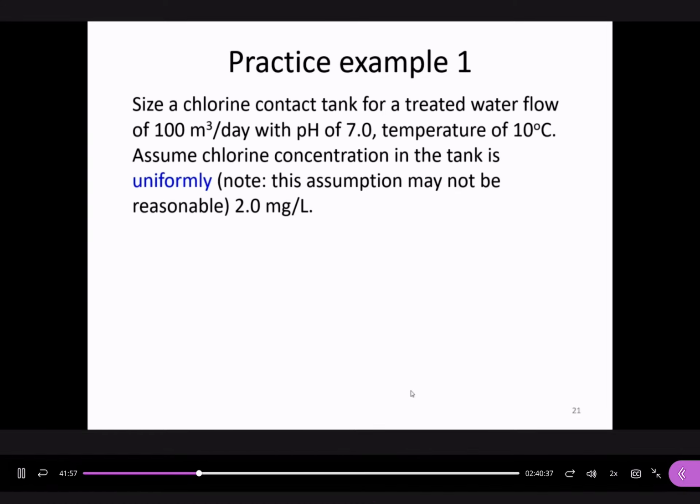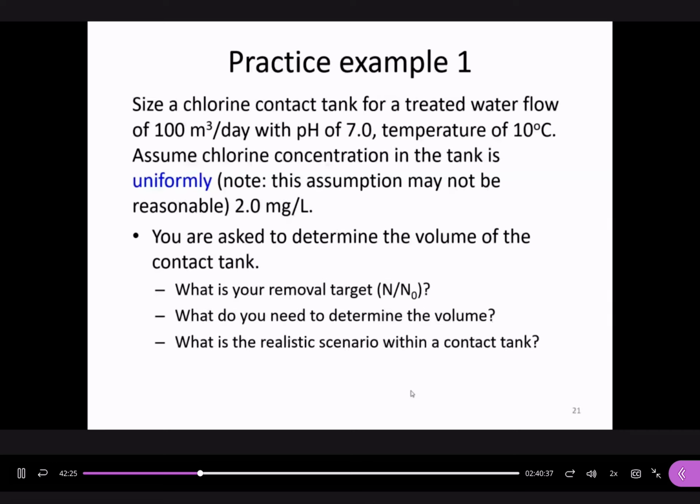Right, so let's do one example before we take a break. Size a chlorine contact tank for treated water flow of 100 cubic meters per day. What is this? Flow rate Q. pH 7, temperature 10 degrees Celsius. Assume chlorine concentration in the tank is uniformly 2 milligram per liter. You're asked to determine the volume of the contact tank. And what is your removal target? What do you need to determine the volume? And what is the realistic scenario within your tank? So take a pen. We know Q. We know the concentration.